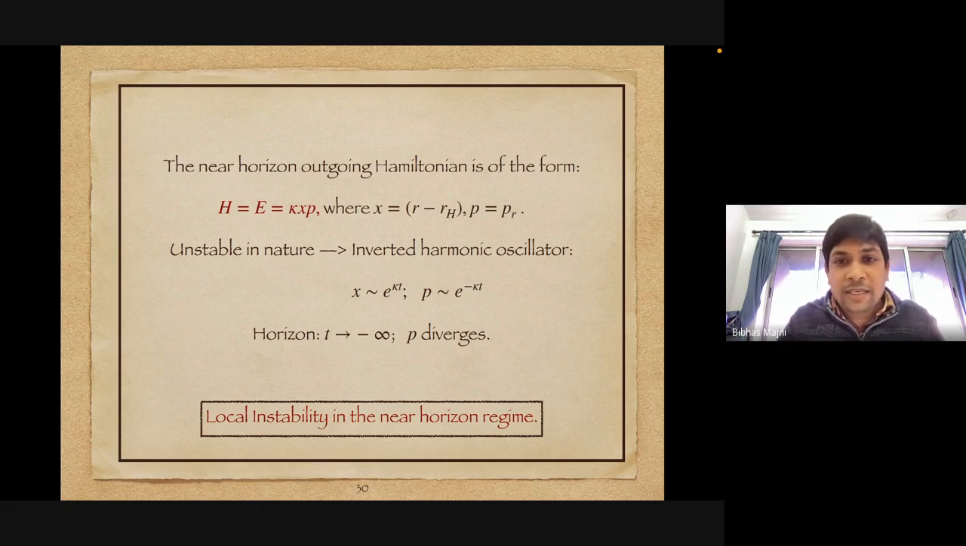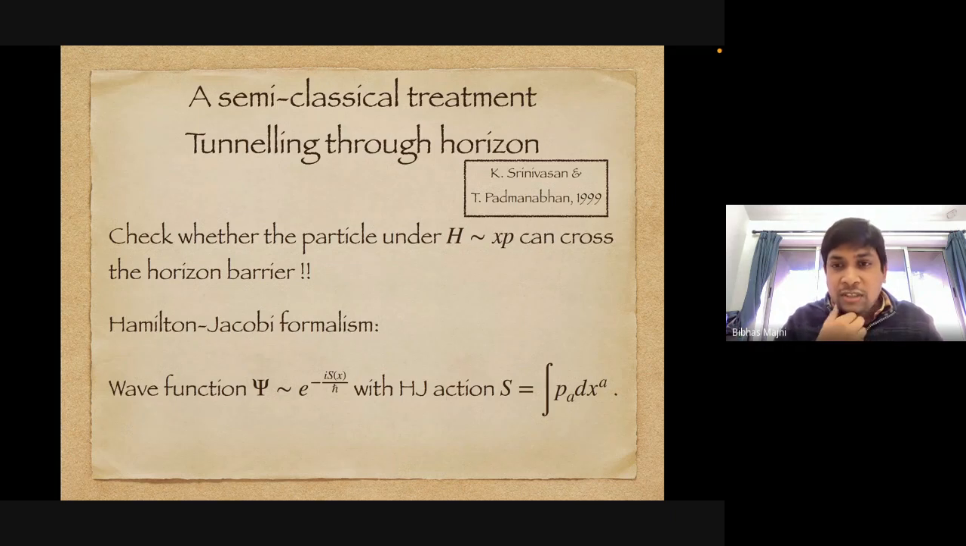So we have a model where you have a particle which is confined very near to the horizon, and this particle is massless. For this particular null path, the outgoing Hamiltonian is in this form, which is unstable in nature. The next question we asked was whether this instability can have some quantum signature, or whether we can understand this instability at the quantum mechanical level by some other physical quantity. So the first thing we did was, suppose you have this Hamiltonian, you ask whether a particle can tunnel through it or not.